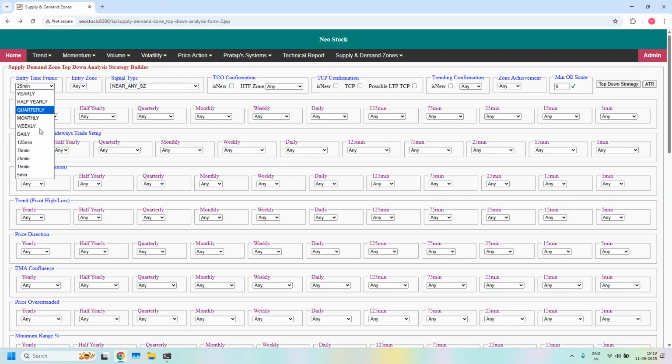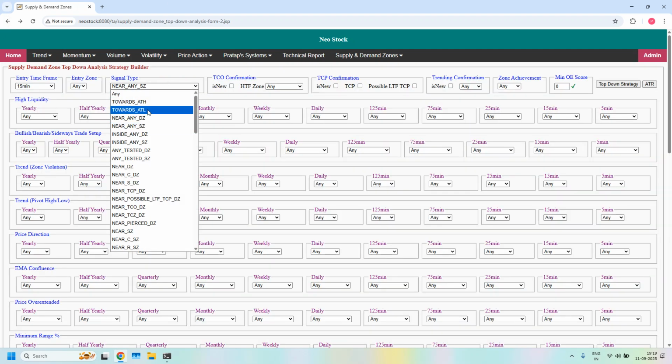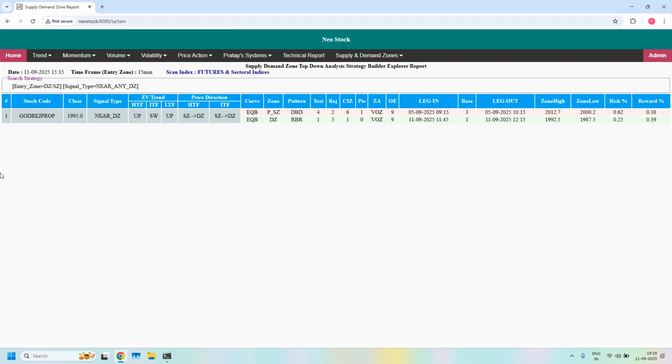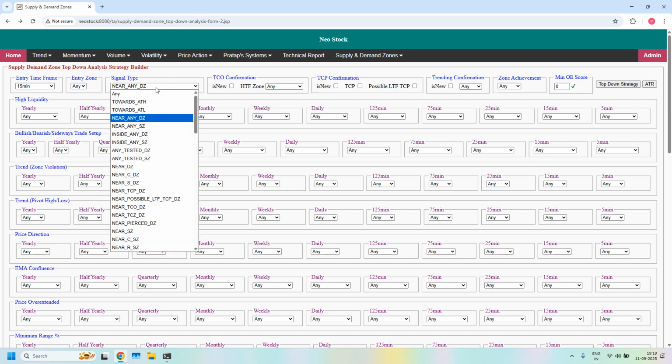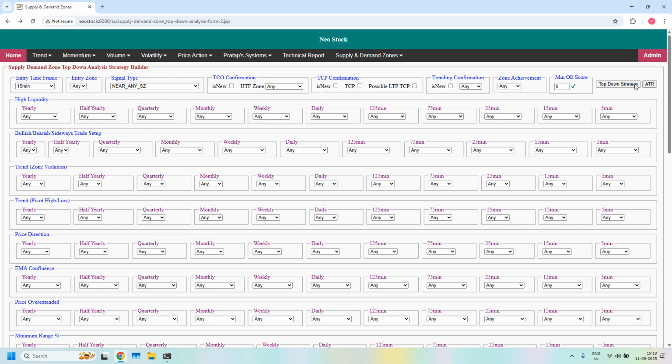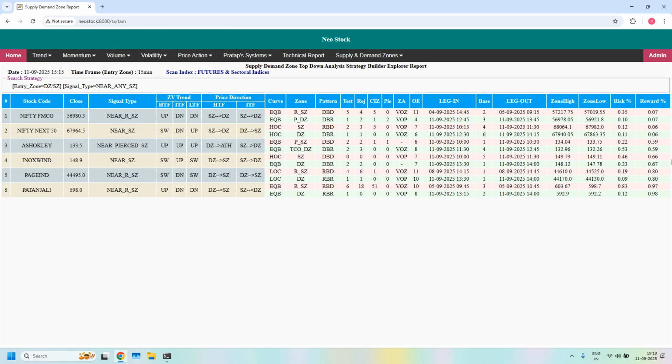Next time frame is 15 minutes. Stocks near to the 15 minutes demand zone, we got 1 stock. Next, stocks near to the 15 minute supply zone, we got 6 stocks.